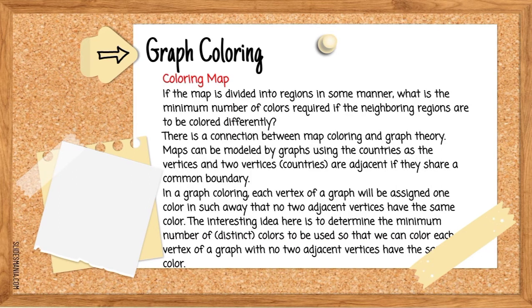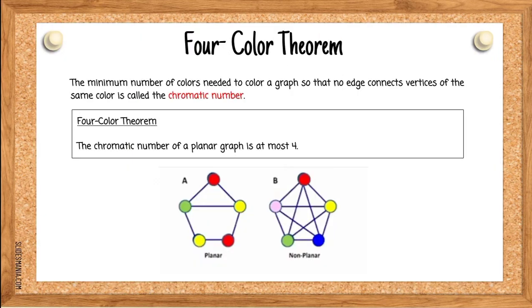In graph coloring, each vertex of a graph will be assigned one color in such a way that no two adjacent vertices have the same color. The interesting idea here is to determine the minimum number of distinct colors to be used so that we can color each vertex of the graph with no two adjacent vertices sharing a color. The chromatic number is the minimum number of colors needed to color any graph. If a graph is planar, the maximum chromatic number is always 4.